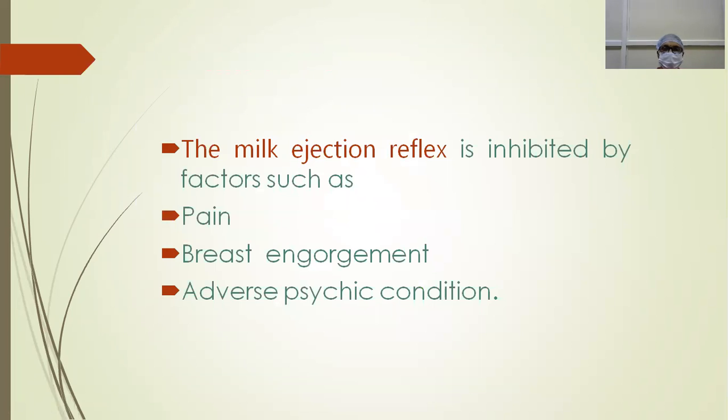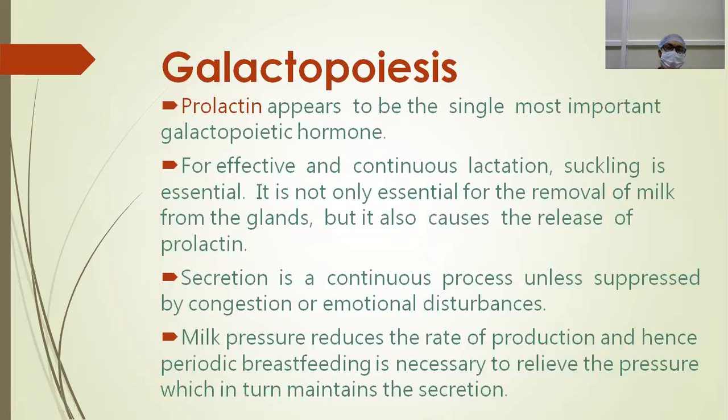So this reflex is inhibited by certain factors such as any pain, any inflammation, any breast abscess, then breast stagnation, which is called breast engorgement, and adverse cyclic conditions. The main hormone playing a role in galactopoiesis is prolactin, the single most important galactopoietic hormone.